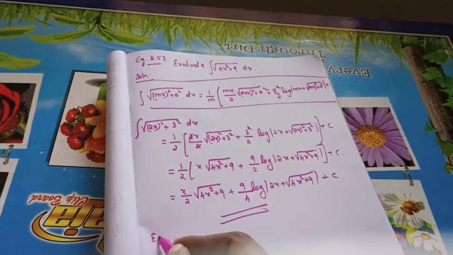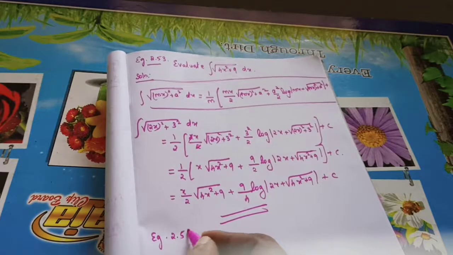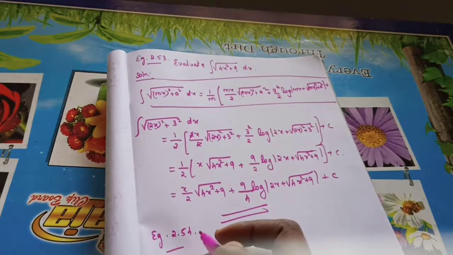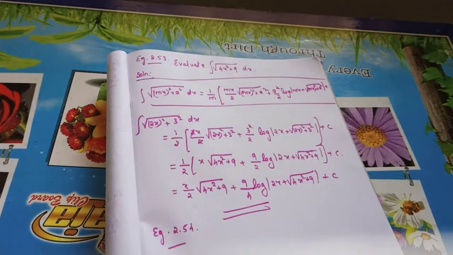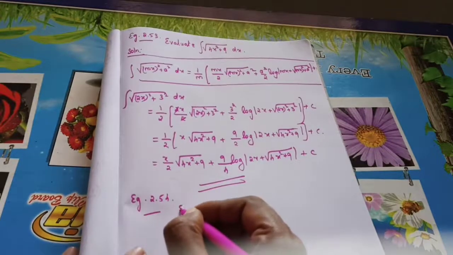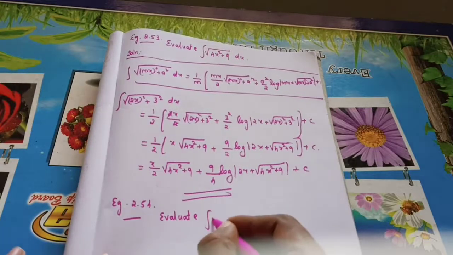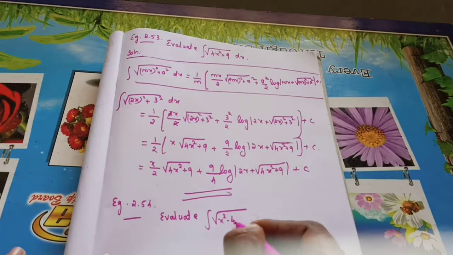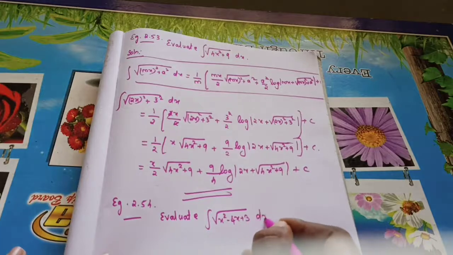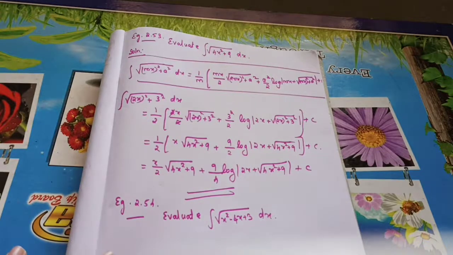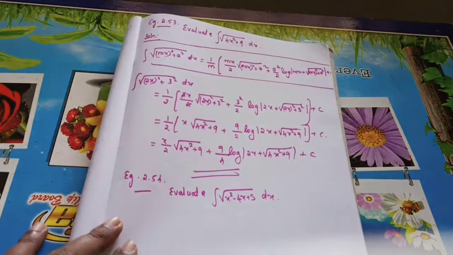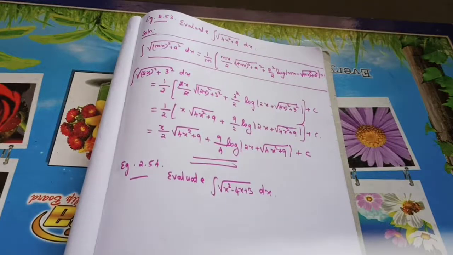Next question is example 2.54. Evaluate the integral of square root of x² minus 4x plus 3 dx. Okay, so this one is a quadratic equation. So I taught you by using the completing the square method. The same method we are going to use here.